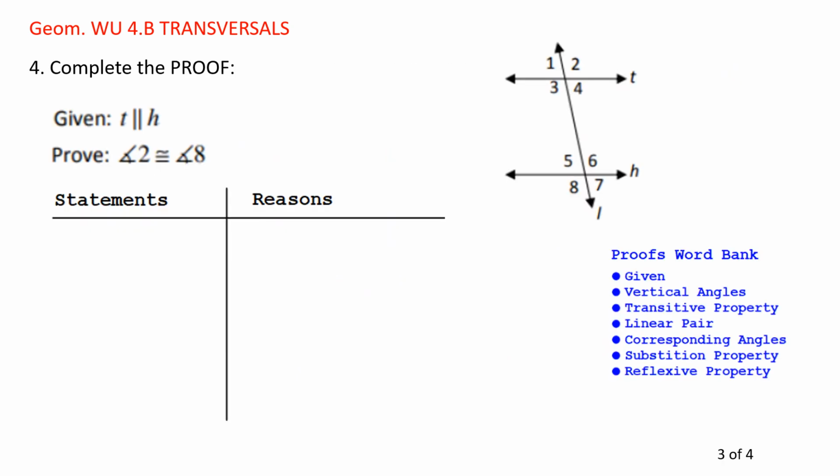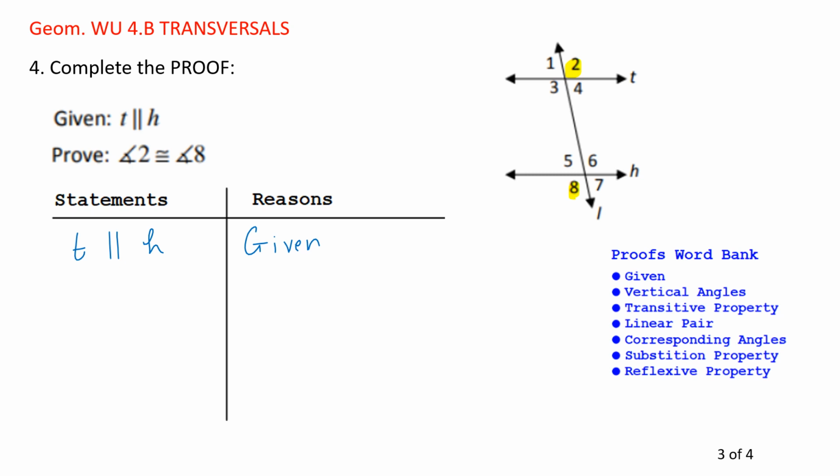Uh-oh, it's proofs. Complete the proof. Well, generally for a proof, you need to make sure, first of all, you know what you're talking about. T is parallel to H. That will always be your first statement. T is parallel to H because it was given. I'm trying to prove that angle 2 is congruent to angle 8.